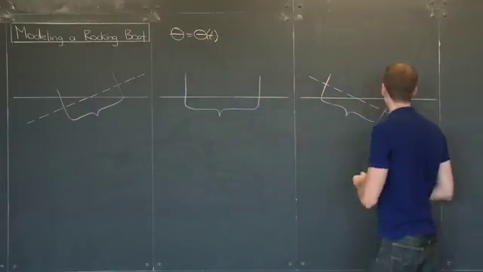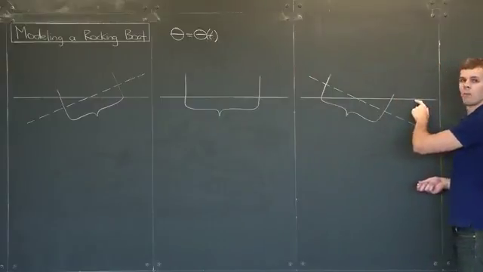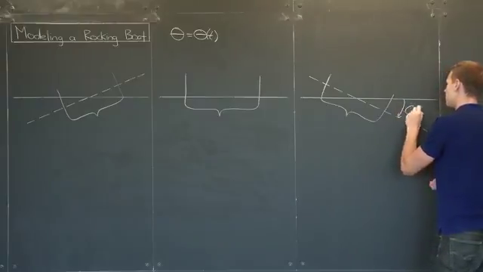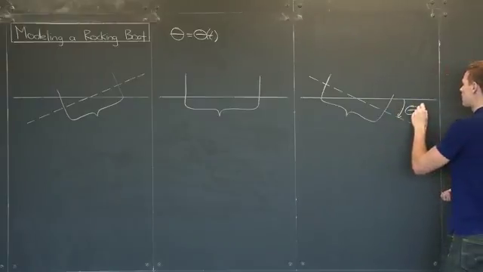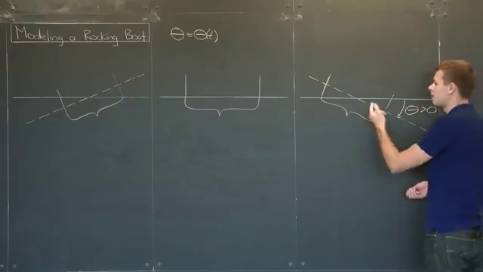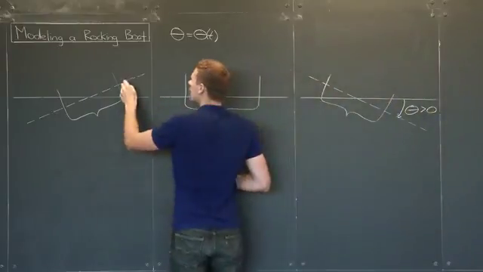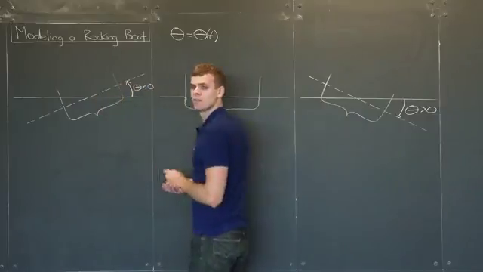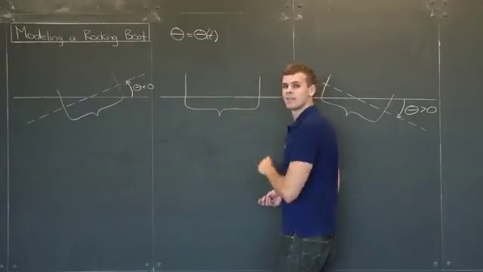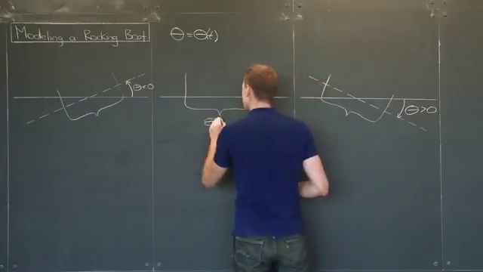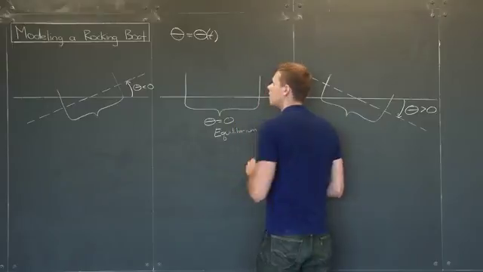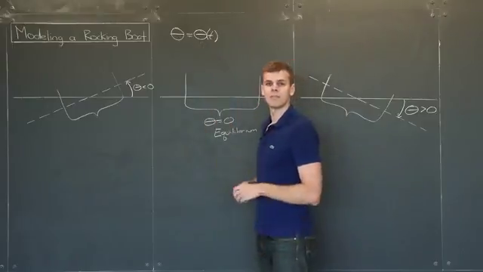Recall that we define theta to be the angle between this flat waterline and this line that rotates with the boat. We use the convention that theta is positive when the boat is rotated clockwise, and that theta is negative when the boat is rotated counterclockwise. We also saw that when the boat is sitting flat in the water at theta equals 0, it is in an equilibrium position. So how do we determine the function theta of t?